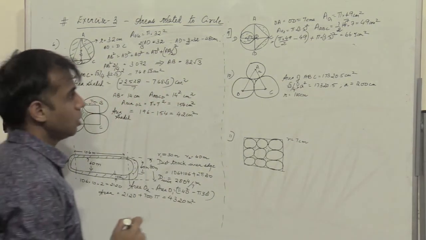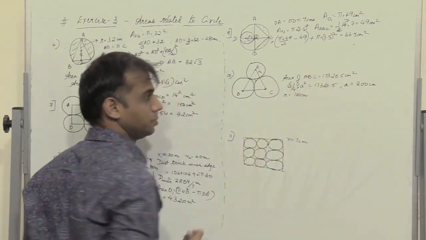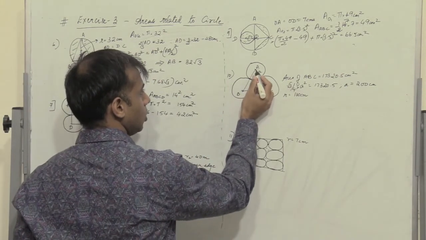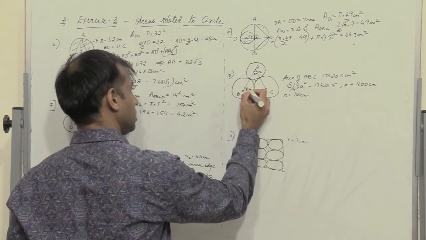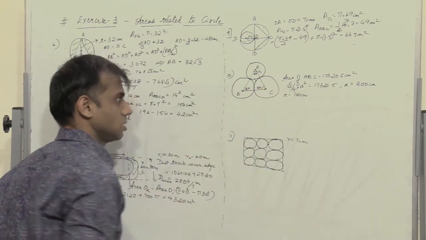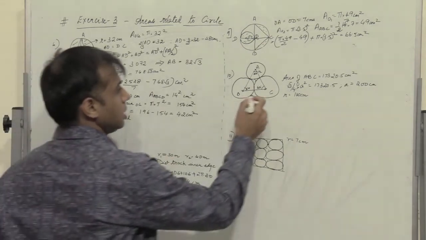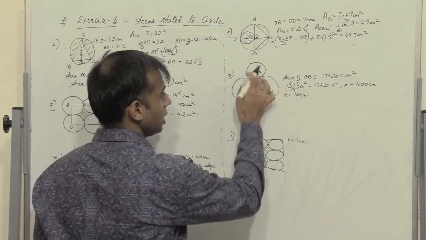So we know the area of ABC. From that, we need to subtract the area made by these circles. This is at an angle 60, this is at an angle 60, and this also is at an angle 60. So when we calculate the areas made by the circles, which map onto the equilateral triangle, it is nothing but half the area of the circle, since 60 plus 60 plus 60 is 180.